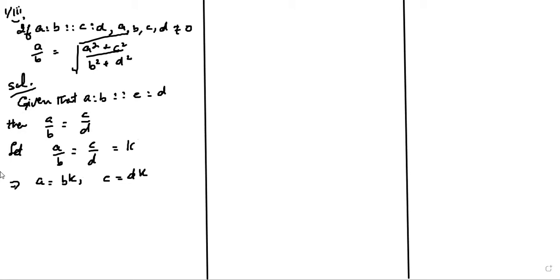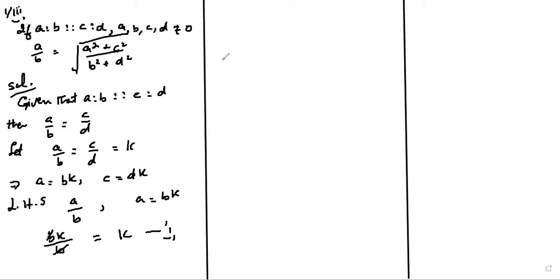Right? So we have left hand side A over B. So replace this value, A is equal to BK. So we have BK divided by B means K. So left hand side equals K. Let's name it number 1.